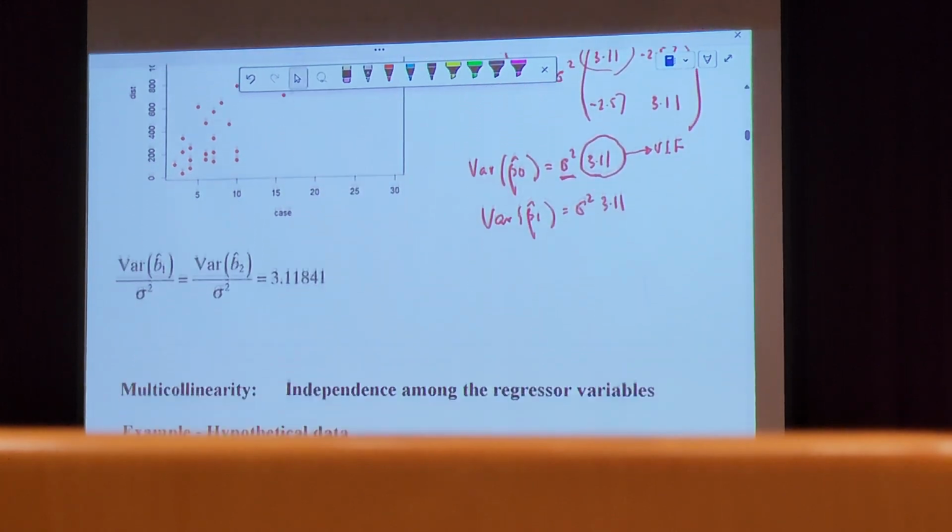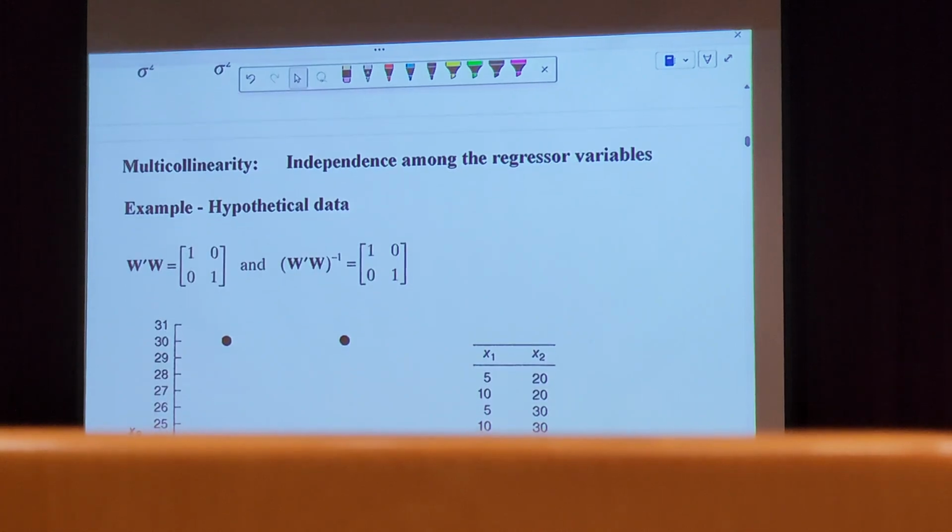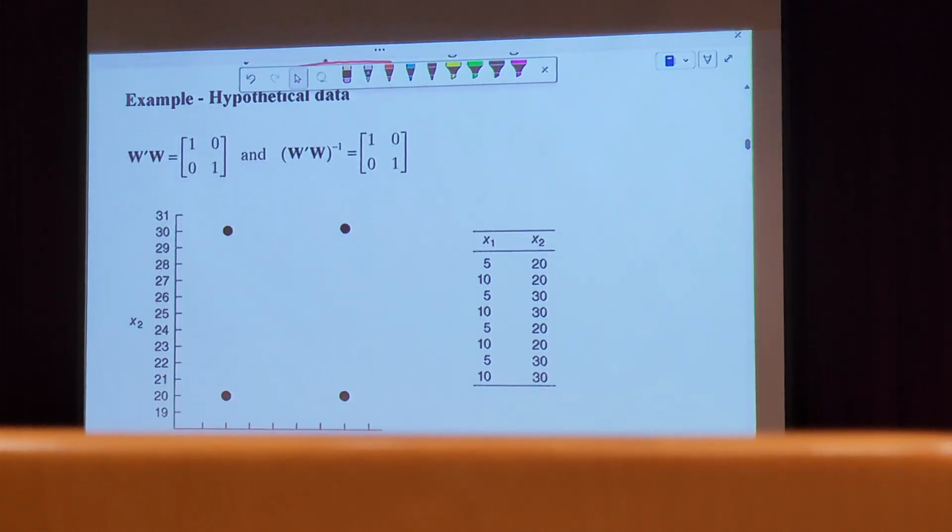So let's look at another case where there is independence among the regressor variables. Here, I can choose a hypothetical data where the correlation between the two regressor variables is 0. Now the data is here. You can choose. There is an infinite number of data sets you can choose that will have this special W prime W matrix.